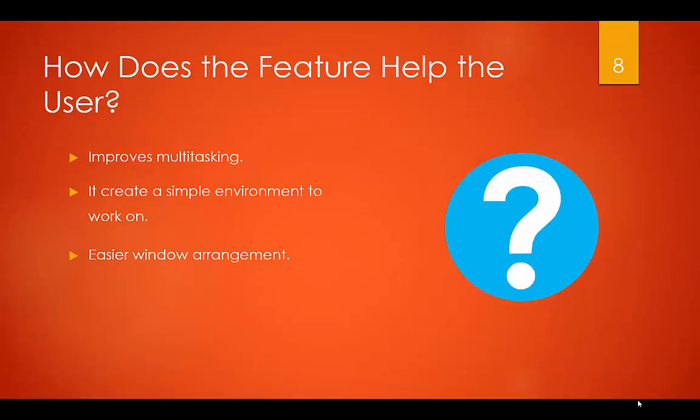So how does the Windows Snap feature help the user? The Windows Snap tool will help the user improve in multitasking, meaning that they can work on two things at the same time between two different apps. The user can surf the web while sending messages to their friends, or they can be reading an article while typing information based on that article.